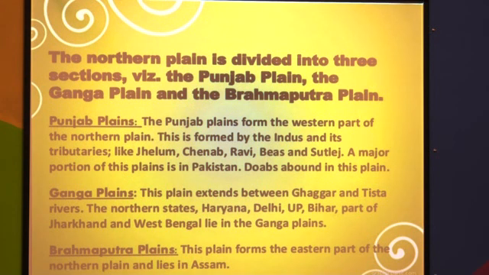The northern plain is broadly divided into three sections. So these three sections are here. First one, Punjab plain: the Indus river and its tributaries form the Punjab plain. Second one, Ganga plain: the Ganga river and its tributaries form the Ganga plain. And last one, Brahmaputra plain: the Brahmaputra river and its tributaries form the Brahmaputra plain.